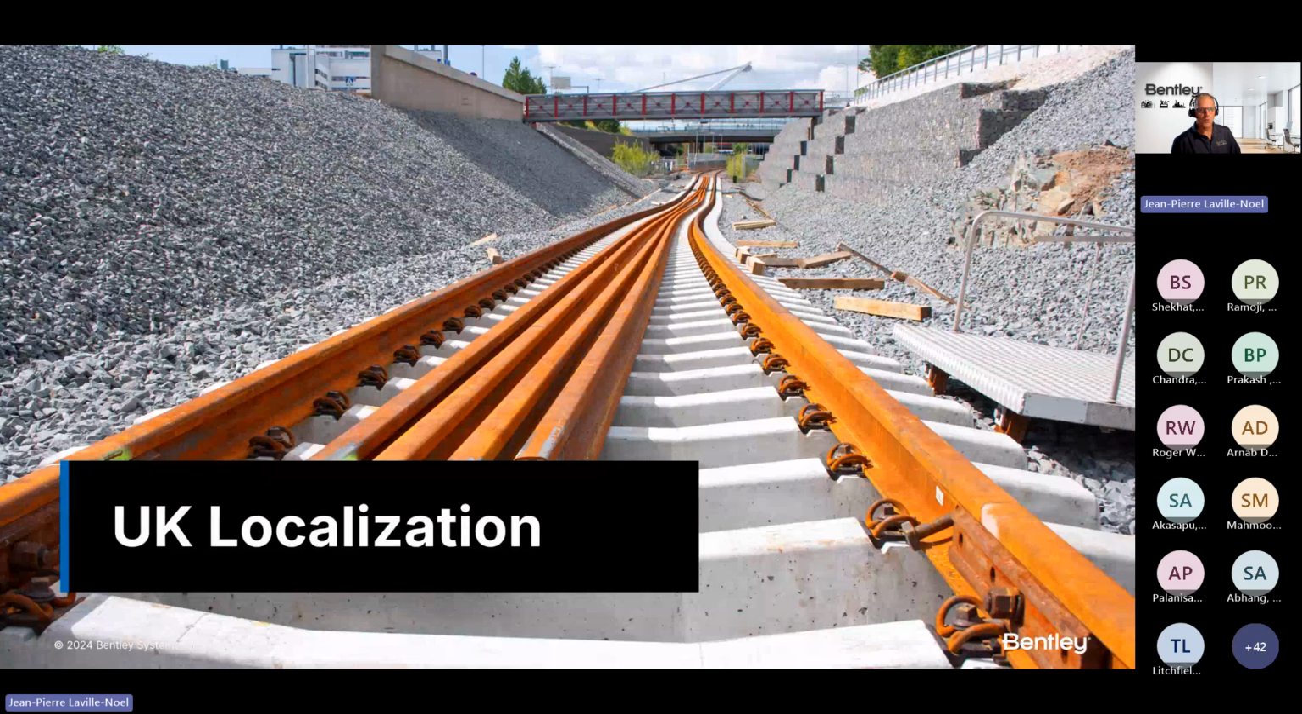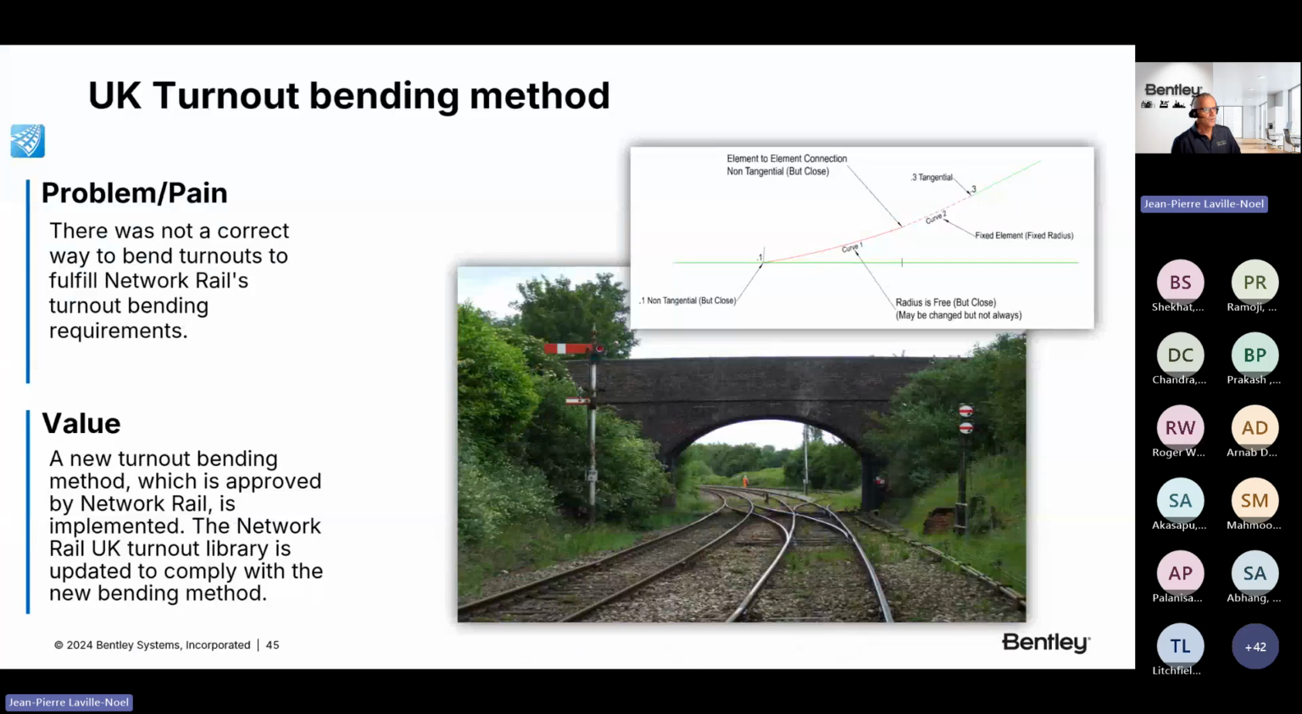Next is about UK localization. So two major things in this UK localization. First is a bending method. So it's not something that's really obvious when you use the product, but if you look carefully on the turnout bending, you will see the difference. And it has been approved by Network Rail.